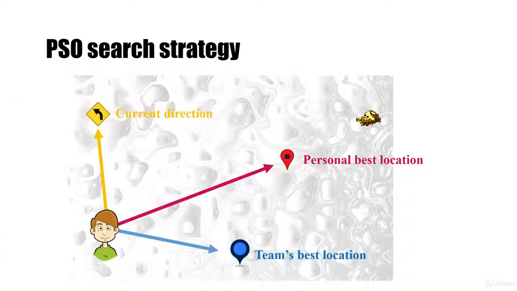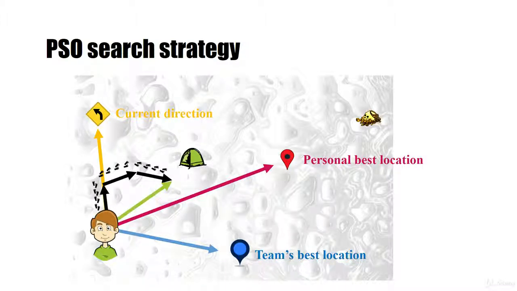So here's an example that shows how every team member relocates. The blue arrow shows the direction towards the team best location, the red arrow shows the direction towards the personal best location, and the yellow arrow shows the current direction. As the team agreed, Bob needs to walk 10 kilometers towards the current direction, 10 kilometers towards the personal best, and 10 kilometers towards the team's best. So this will be Bob's new position after a long day and 30 kilometers of hiking. He can now finish the day and get some rest.